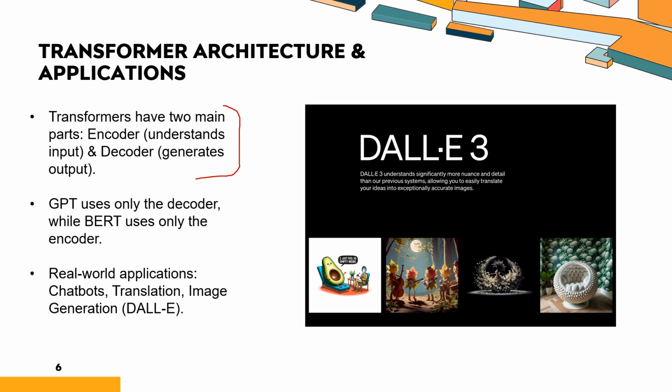Thanks to this structure, transformers power some of the most advanced AI applications today. ChatGPT is used practically everywhere now. Chatbots, AI translators like Google Translate, and even AI generated images with DALL-E all rely on this technology, which is insane, and it's just going to get better.